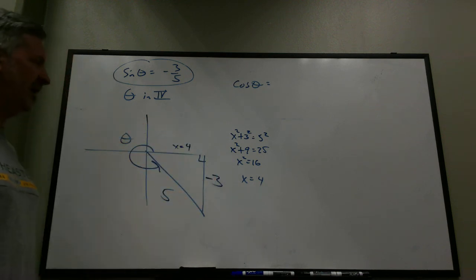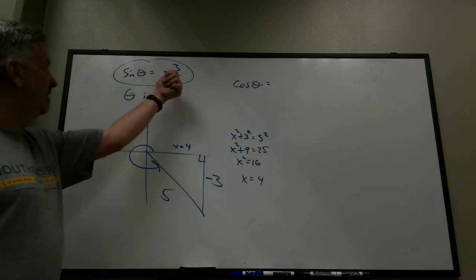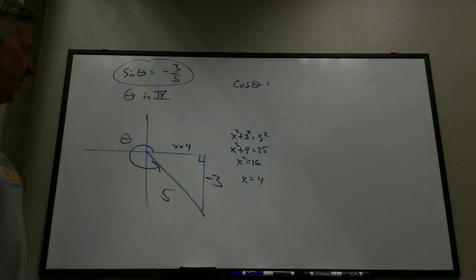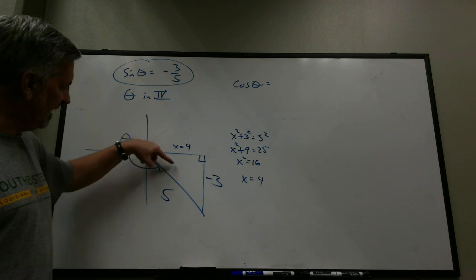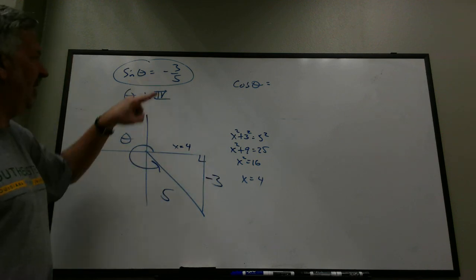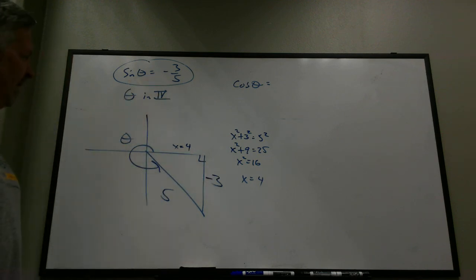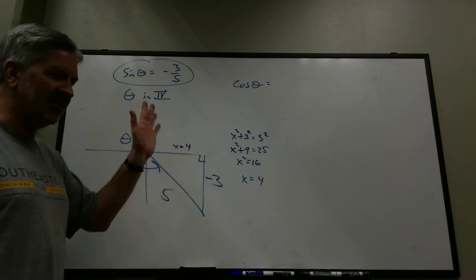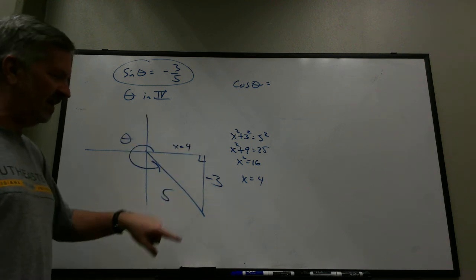X is positive and y is negative. R is always positive, so the negative here is on the 3. And you can certainly check, right? Look at my picture. Sine is negative 3 over 5, which is that. And this is called a Pythagorean triple. It's not a special triangle. This is not a 45, 45, 90.